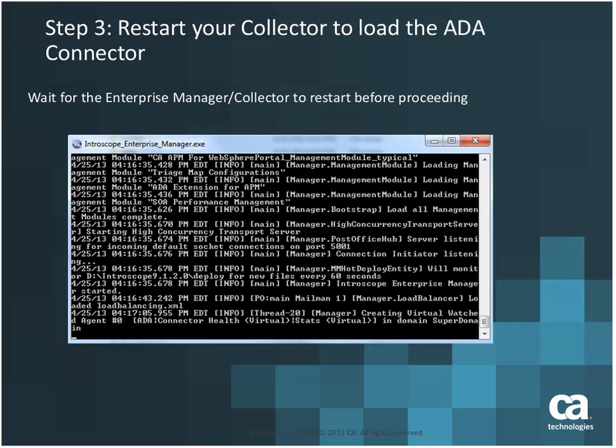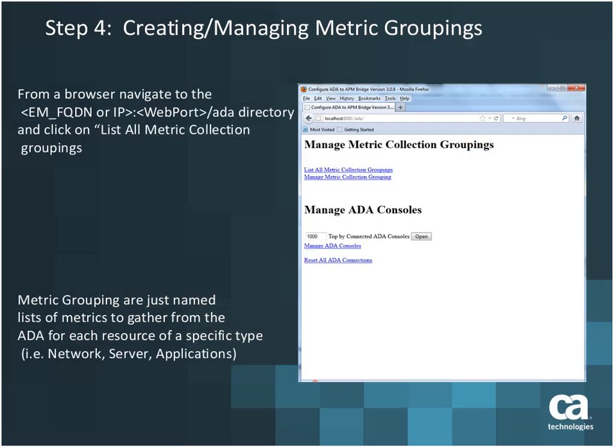Restart your server, and then on the Enterprise Manager where it's installed, you go to a directory, whatever the web port is, ADA, and you get the management pages. In the management pages, you can view all of the metric collection groupings that are available, or you can create new ones or add or remove specific metrics, like disconnects or response times, from the groupings, which are then assigned to individual resources or components.